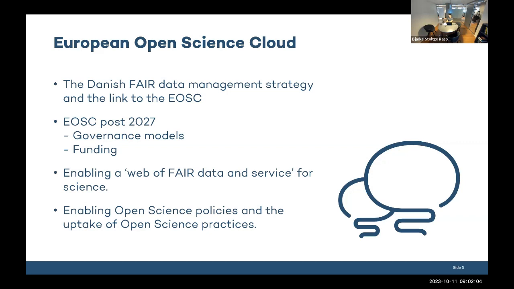The focus of the JOSC is enabling a web of fair data and services for science, and also enabling open science policies and the uptake of open science practices. That's very much in line with the work that we do in the national strategy. So we use the national strategy, and it's a motivation for us working with the national strategy in all of the work we do in the European Open Science Cloud.